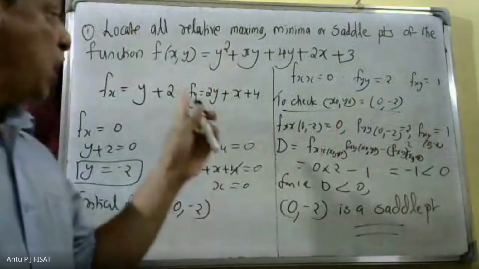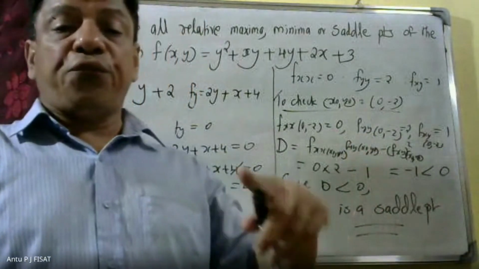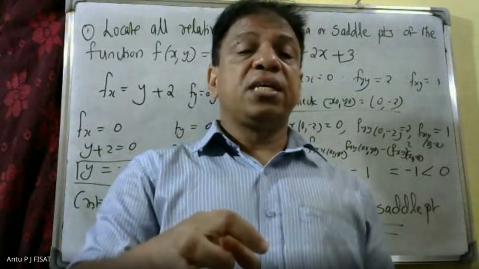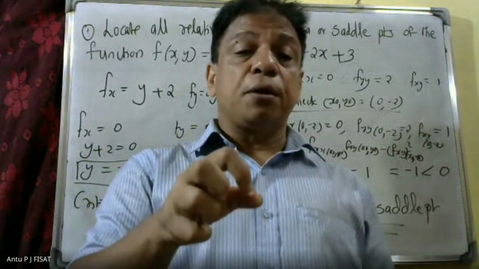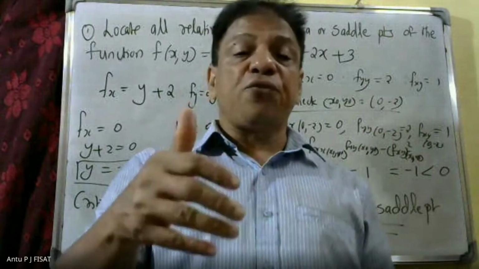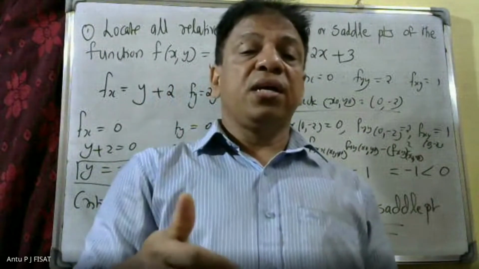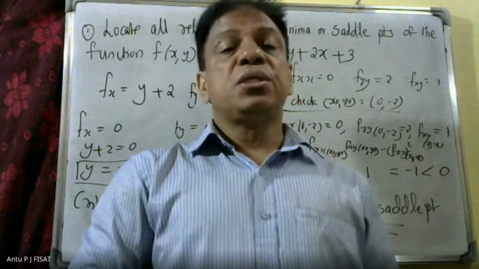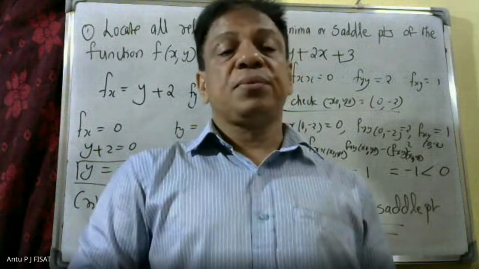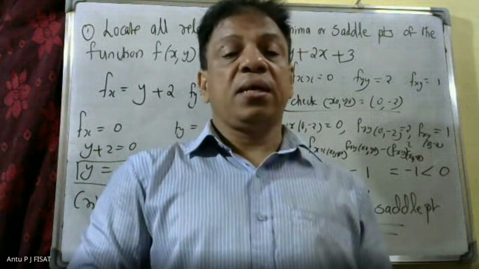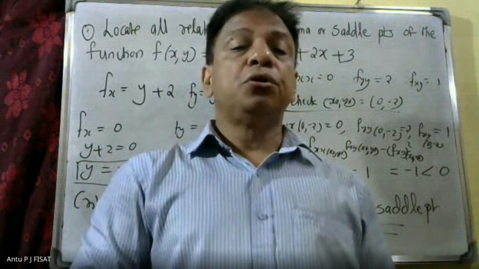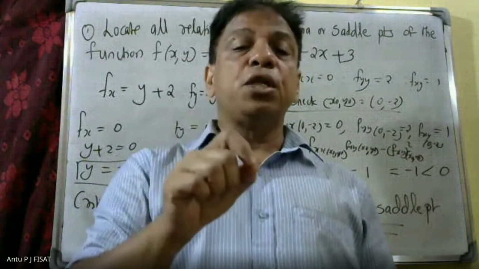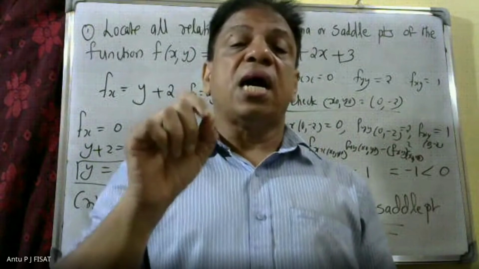First we work out fx, fy, then fx equal to 0, fy equal to 0. Solving these two equations, we get the critical point (0, -2). Then calculate fxx, fyy, then fxy, substituting the value (x0, y0), that is (0, -2). Since these are constant functions, no change. Calculate the value of D. Here the value of D is equal to -1, that is less than 0. Therefore, the critical point (0, -2) is a saddle point.